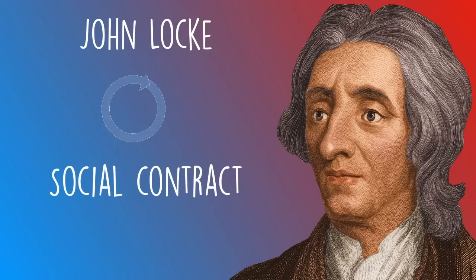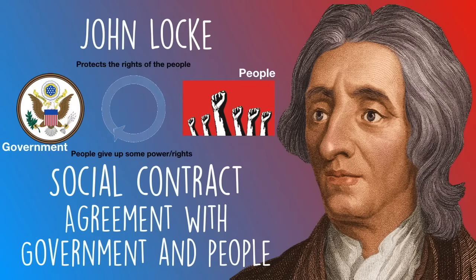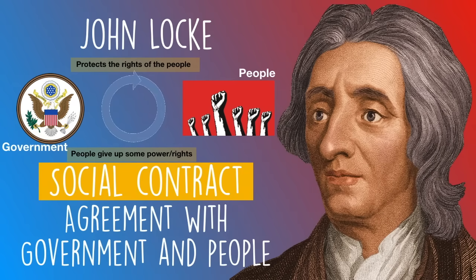The other idea that John Locke came up with is the idea of the social contract. Now this is a little bit more tricky. The social contract tries to explain the role of government and the people, and essentially it says that we have an agreement with our government. The people are going to give up some of their power and rights, and in return the government is going to protect the rights of the people.